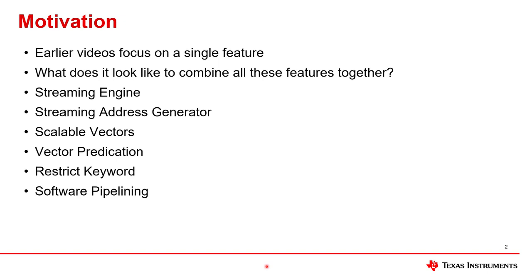Earlier videos in the series tend to focus on a single feature. This video asks the question, what does it look like to combine all these features together? There's one example in this video that combines the streaming engine, streaming address generator, scalable vectors, vector predication, the restrict keyword, and software pipelining. What does that look like when it's all happening at once?